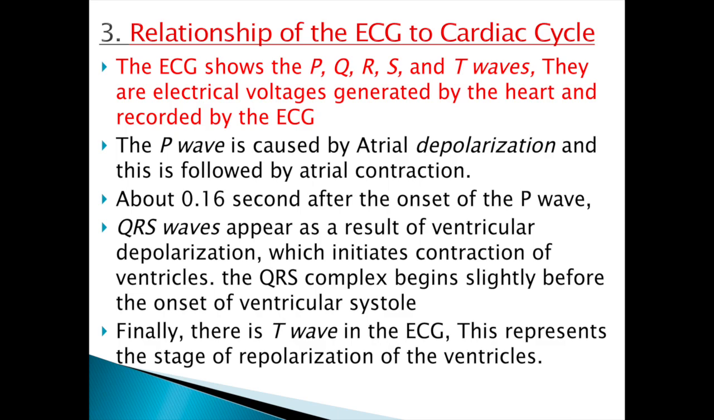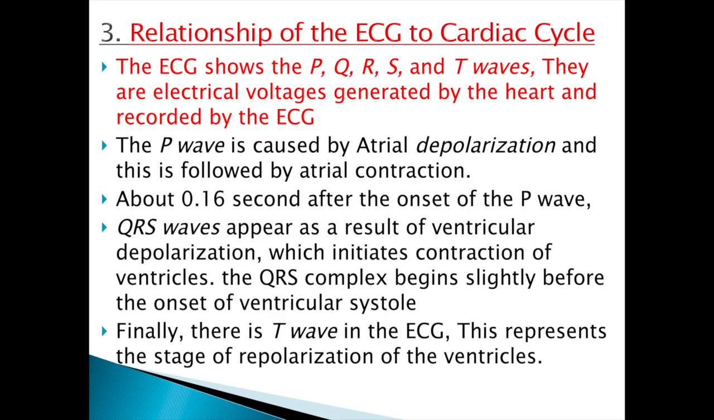What is the relationship of ECG to the cardiac cycle? The ECG shows P, Q, R, S, T waves in the electrocardiogram. They are the electrical voltage generated by the heart and recorded by the ECG. The P wave is caused by atrial depolarization, and this is followed by atrial contraction. There is a delay of about 0.16 seconds after the onset of the P wave.